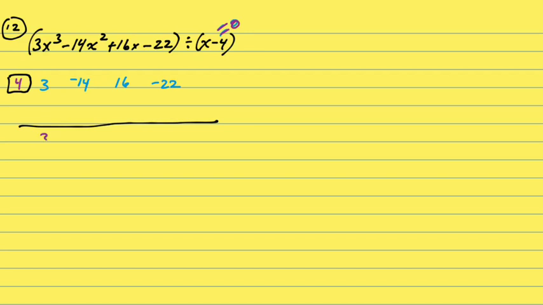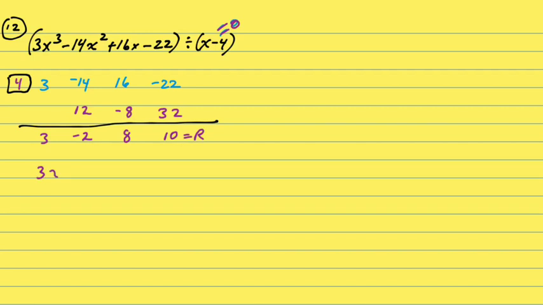The 3 comes down. Then you multiply 3 times 4. 3 times 4 is 12. You put it here and add. So if I add these two, I get negative 2. Multiply is negative 8. Put it here and add is 8. Multiply is 32, 4 times 8. Add gives me 10 for my remainder.